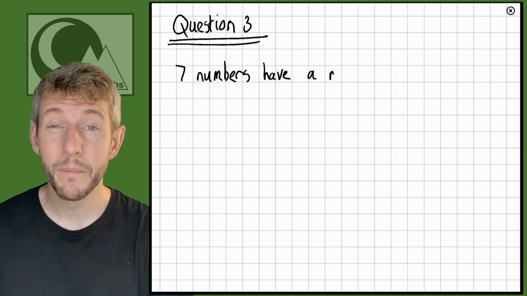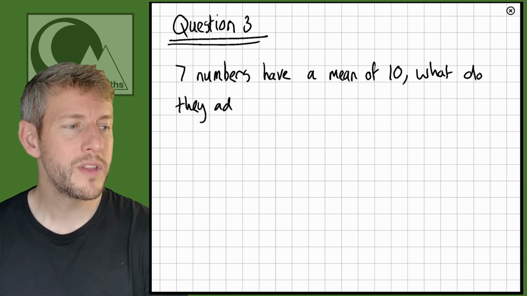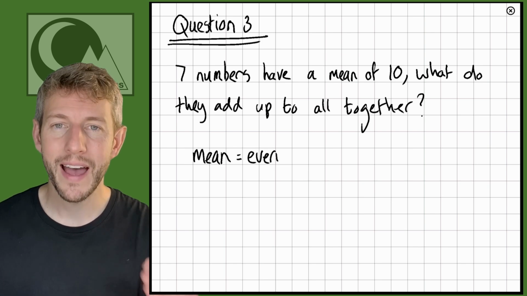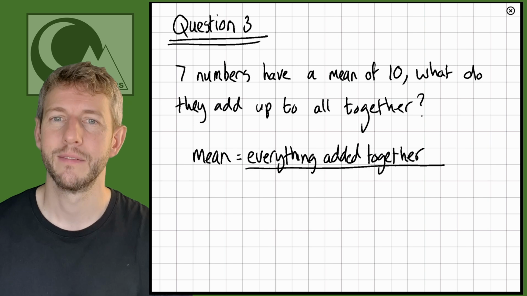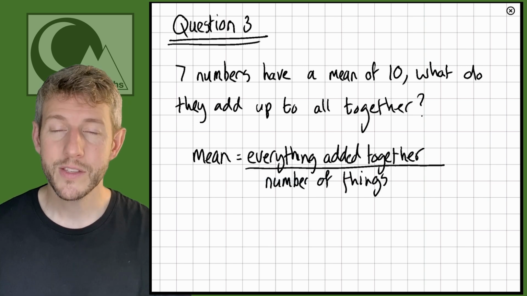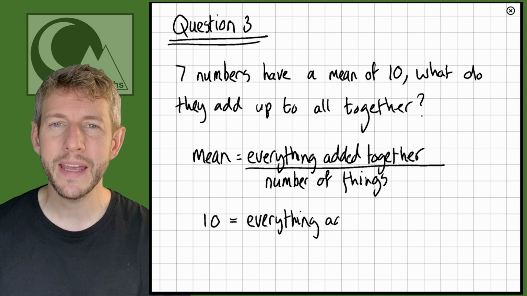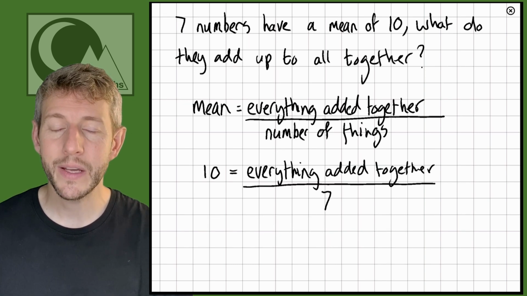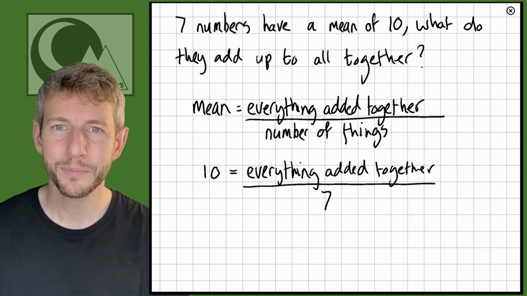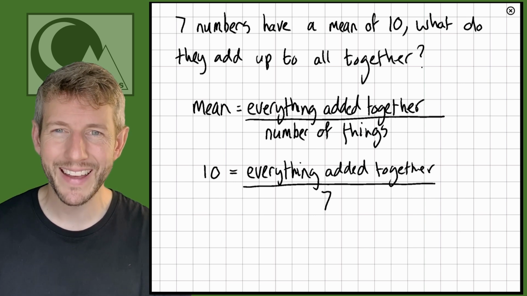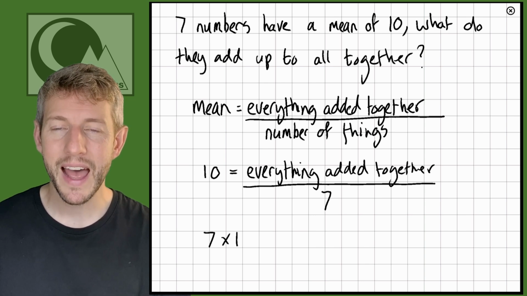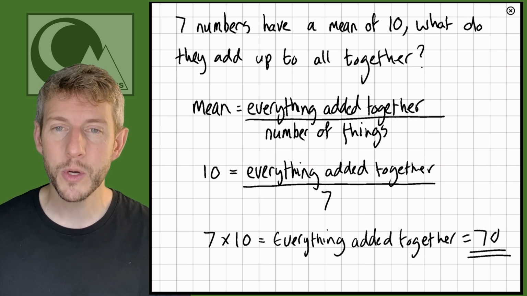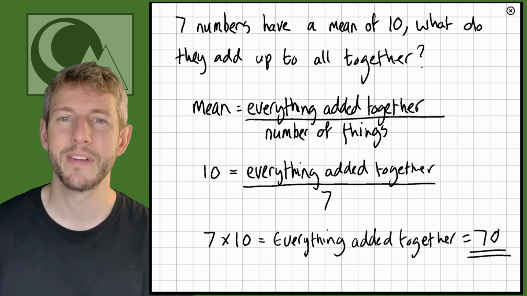Okay, let's have a look at another question like this. This time I've said 7 numbers have a mean of 10. What do they add up to altogether? Okay, great. So remember, the mean equals everything added together divided by the number of things. So for this one, we can stick in what we know. We know that the mean is 10, and the mean equals everything added together divided by the number of things. So 10 equals something divided by 7. Using our reverse calculation, that something has to equal 7 times 10. So 7 times 10 is 70. Therefore, the total of everything added together would have been 70.